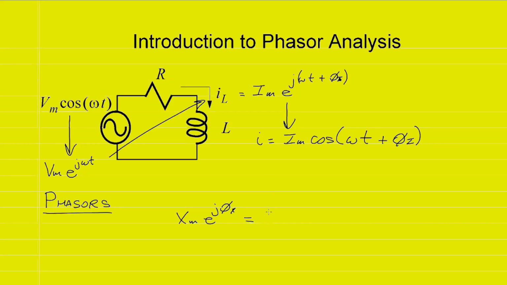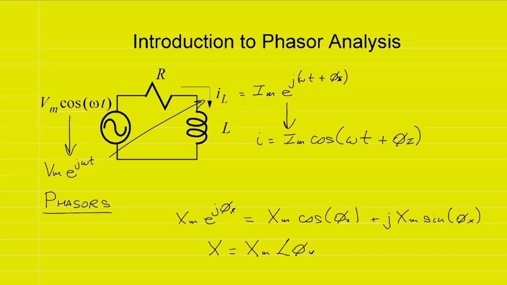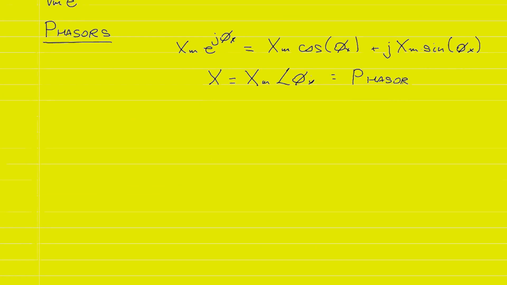We can express that in an alternate form using Euler's identity as xm cosine of the angle plus j times xm sine of the angle. Since the form is known, we can simplify this and express it in a much more compact form simply as x equal to xm at an angle, where we simply specify the magnitude and the angle. This is known as a phasor. Usually, we use uppercase letters with a lowercase subscript to represent a phasor, and in many cases a bold font is also used. How do we get phasors?